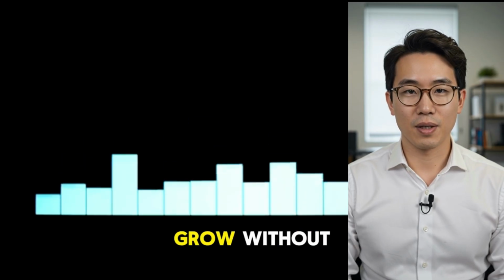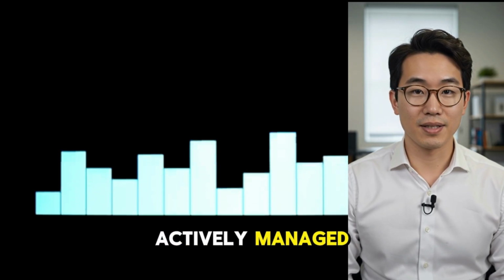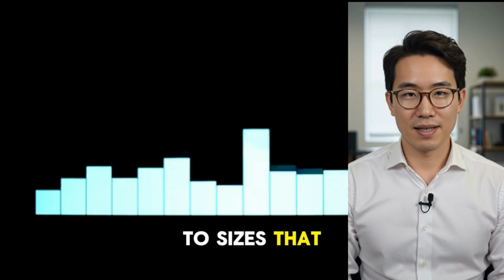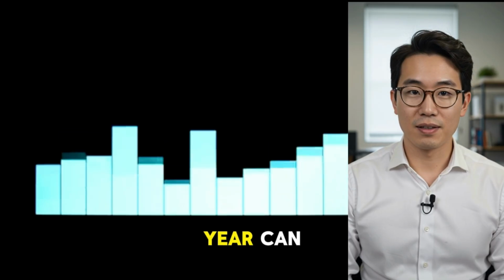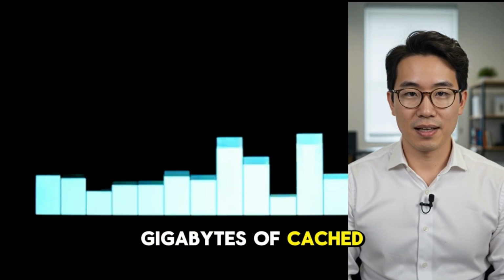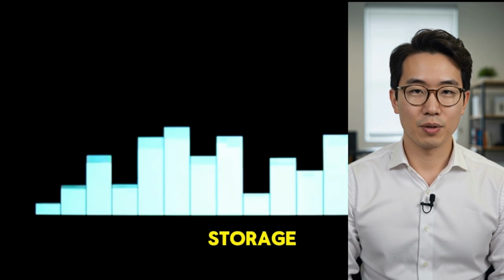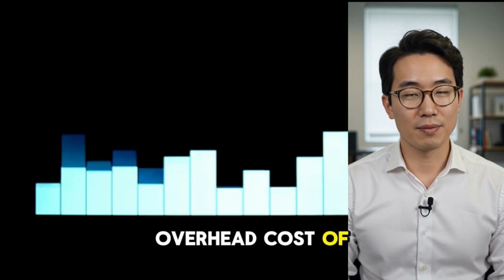But app caches grow without bound if not actively managed, and can accumulate to sizes that consume significant storage. A social media app used daily for a year can accumulate multiple gigabytes of cached images and data whose benefit in load time reduction is marginal compared to the storage and file system overhead cost of maintaining them.